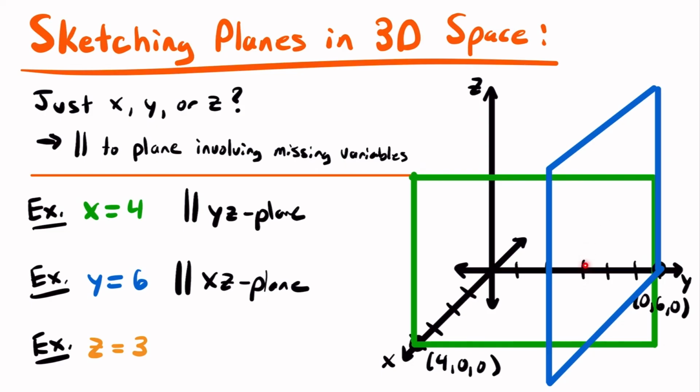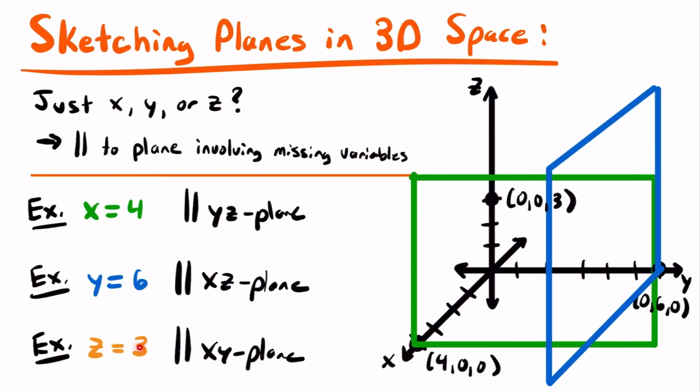And then finally, we have z equals 3. This equation does not involve x or y, which means that it will be parallel to the xy plane. And so if we have a z-intercept of z equals 3, then that plane will look like this. We're looking at z equals 3 right here. That's the z-intercept. We have 0, 0, 3 for that point.